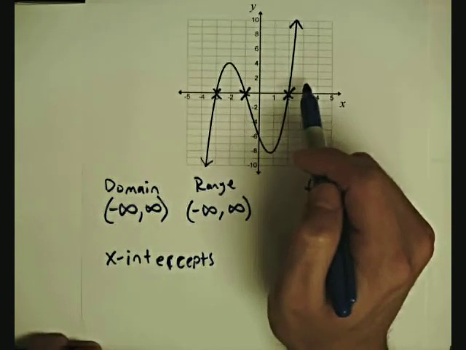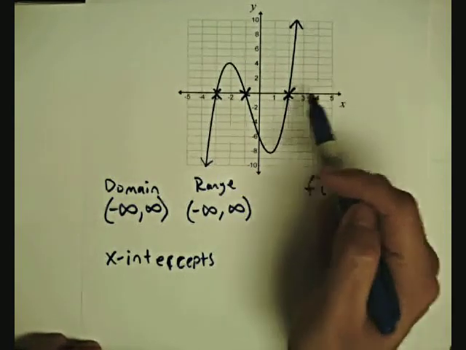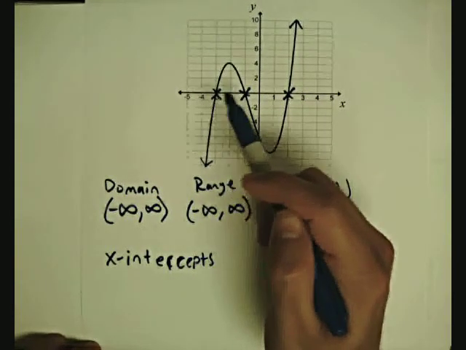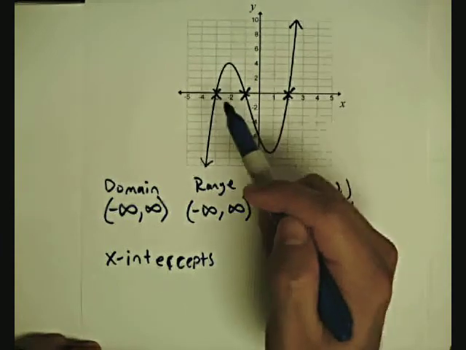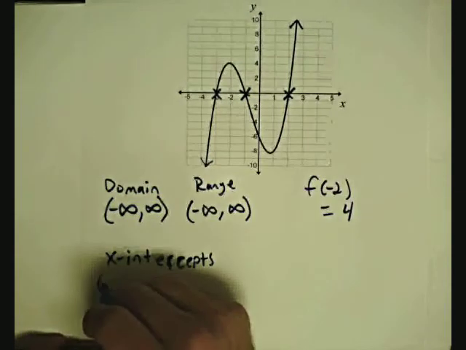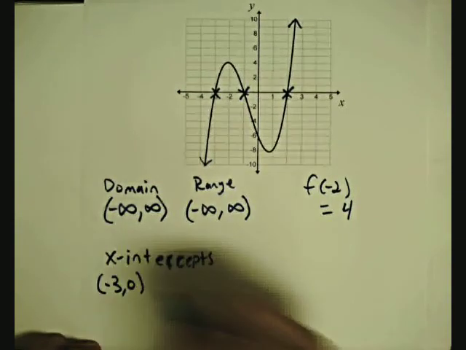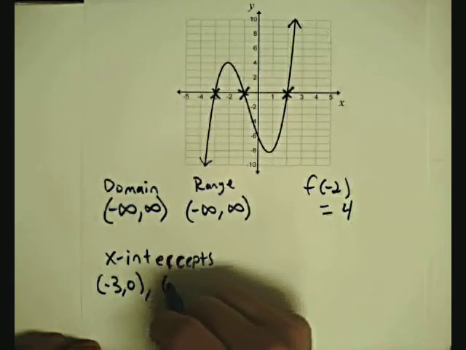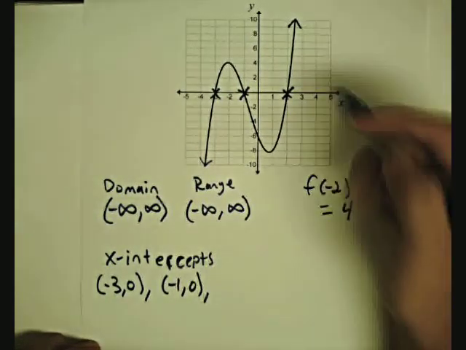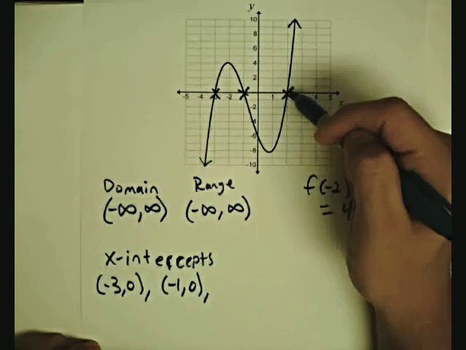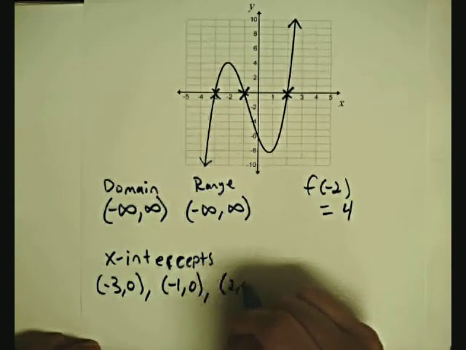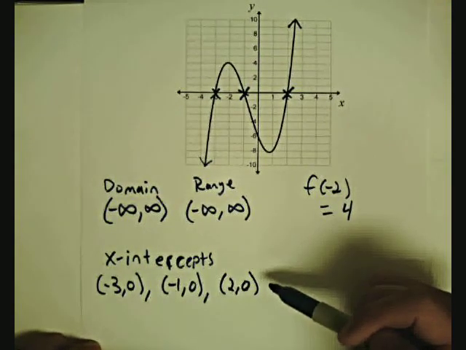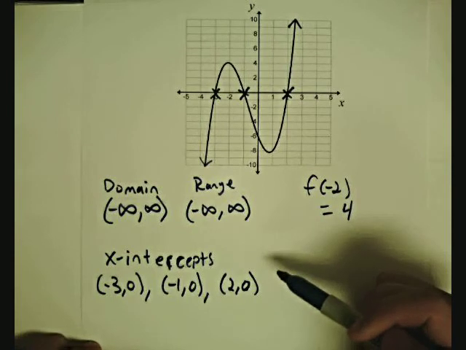Often we'll write those in ordered pair format. If we're on the x-axis, that means we didn't go up or down any, and so our y value at these points is 0. So the x-intercept -3 is (-3, 0). The x-intercept at -1 is (-1, 0). And the x-intercept at 2 is (2, 0). Any graph could have 0, 1, or more than 1 x-intercepts.